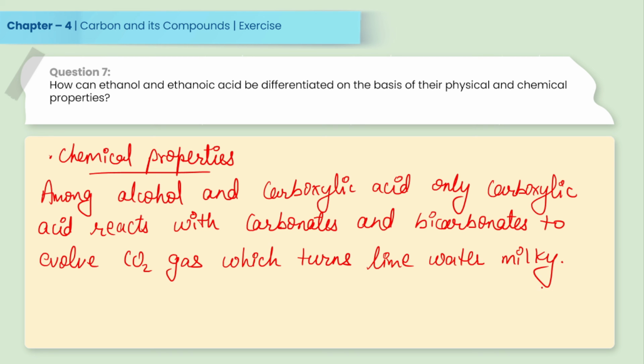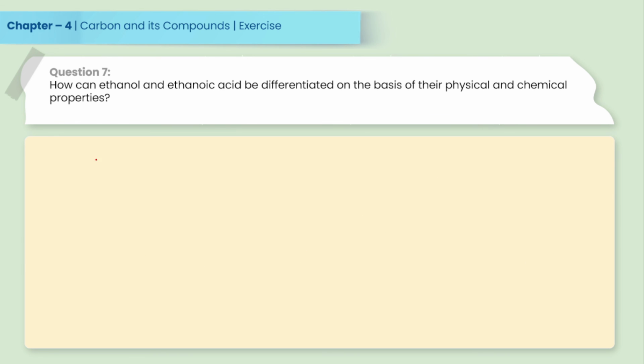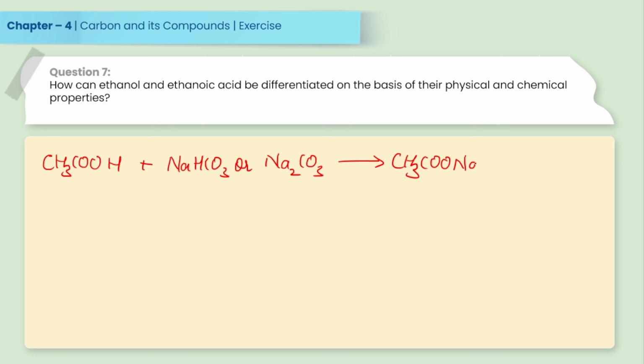Now let us see the reaction that takes place in the case of ethanoic acid. So ethanoic acid, which is CH3COOH, reacts with sodium hydrogen carbonate or sodium carbonate, which is NaHCO3 or Na2CO3, to form sodium acetate, which is CH3COONa, and carbon dioxide, and water is also formed.